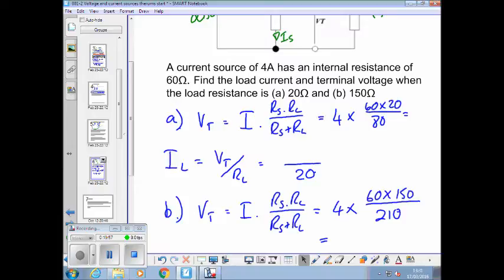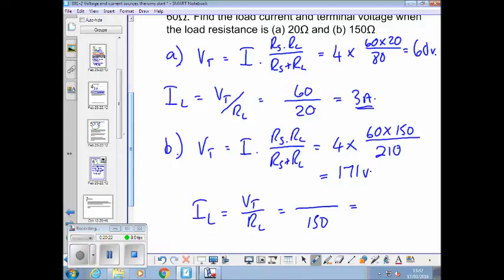60 volts at A. 60 volts there. And 171. 171 volts there. So this would become, the current is 60 volts over 20 is 3 amps with the 20 ohm load. And the answer to that is 171, so that's 171 over 150 equals 1.14. I'm confused. What are you confused with, Carl?